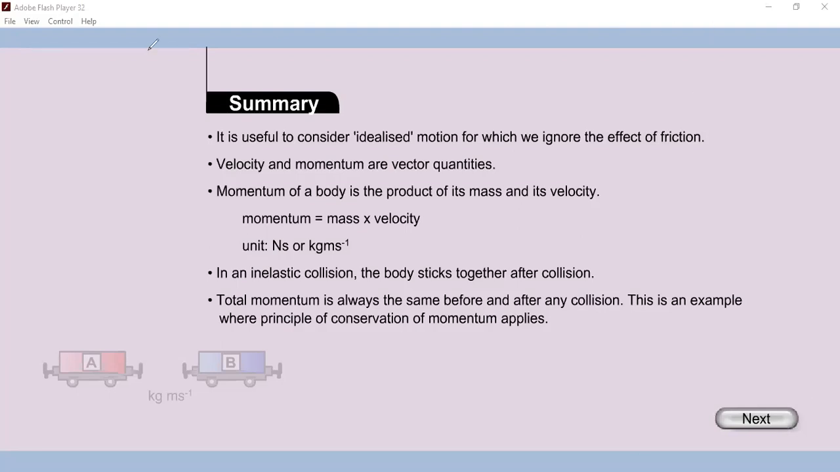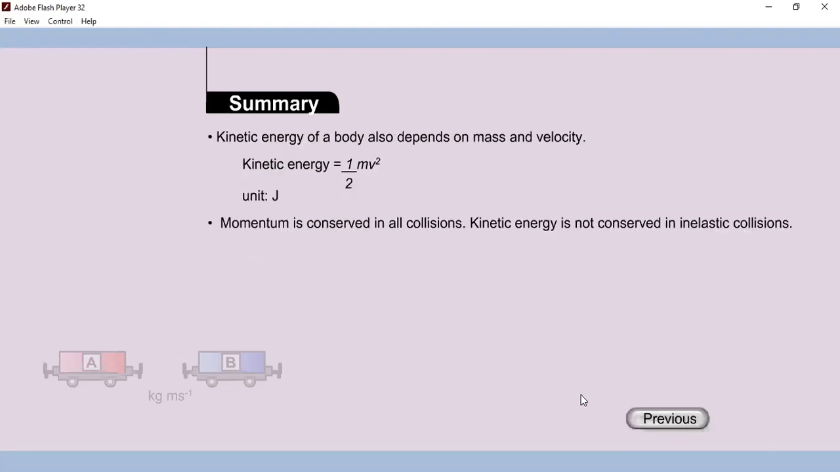And ladies and gentlemen, the kinetic energy of a body also depends on the mass and velocity. So for kinetic energy, we use 1/2 mv squared. So remember, total momentum is conserved in all collisions. But total kinetic energy is not conserved in inelastic collisions. Okay, remember, total.